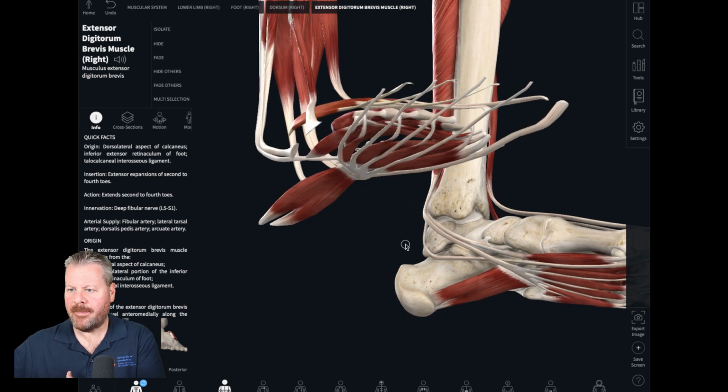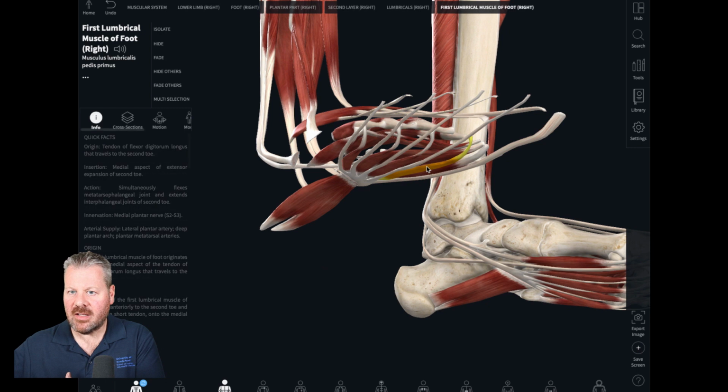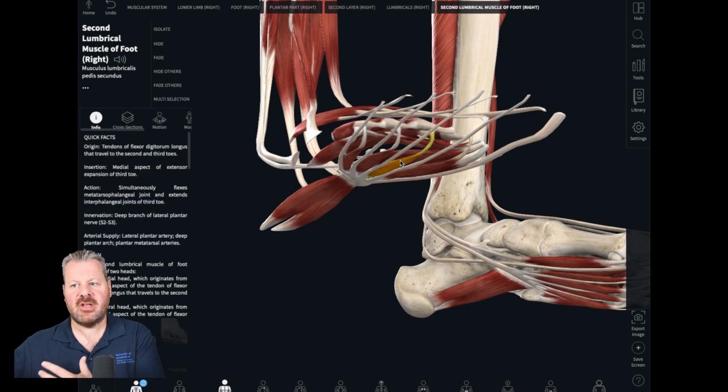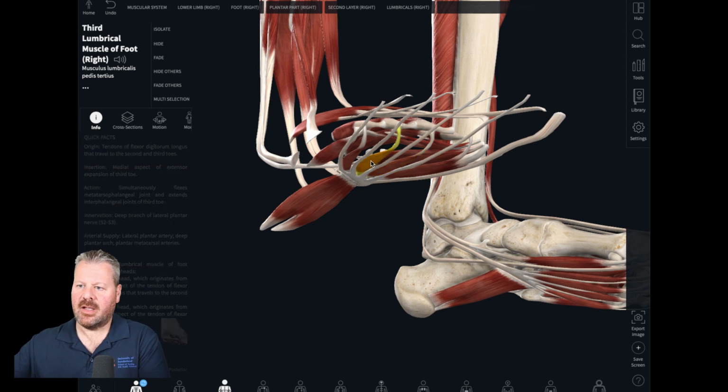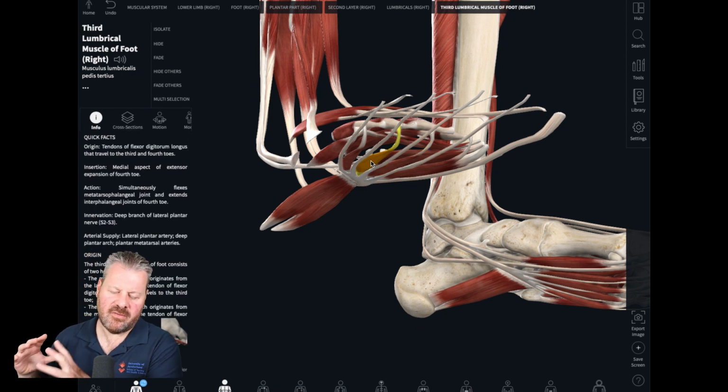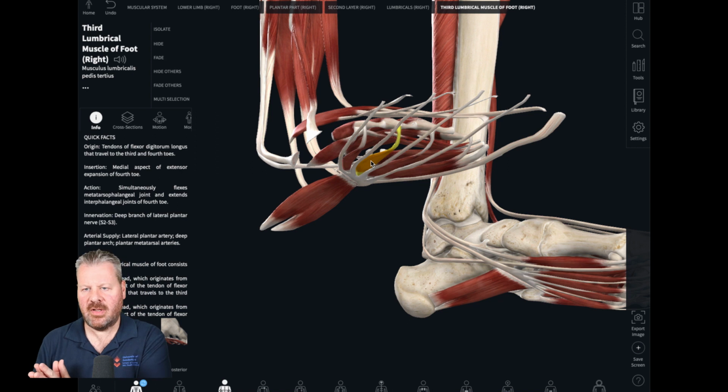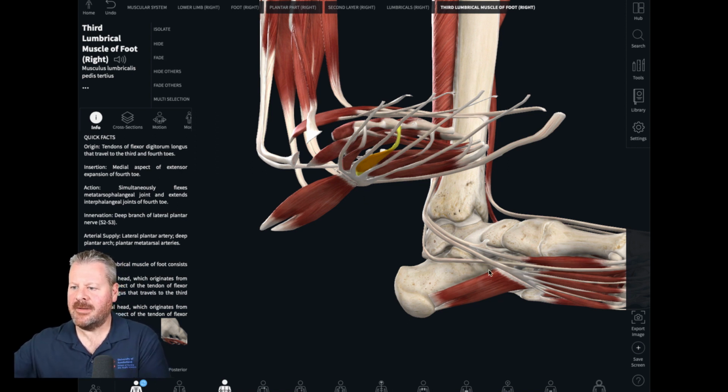We come under here, we have the lumbricals, just as we have in the hand, we have lumbrical muscles in the foot. Again, similar sort of actions, so if you've revised your hand, you know that well enough. Similar sort of actions in the foot, make life a little bit easier for us, finally.